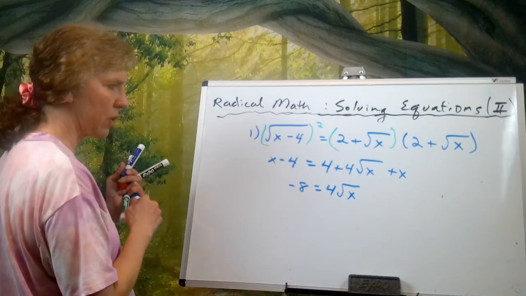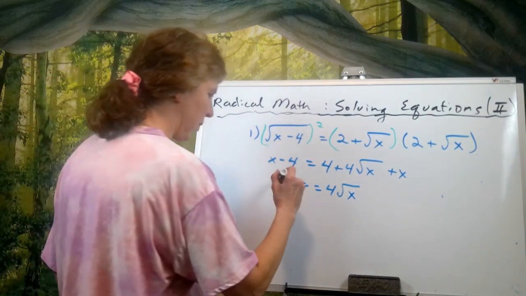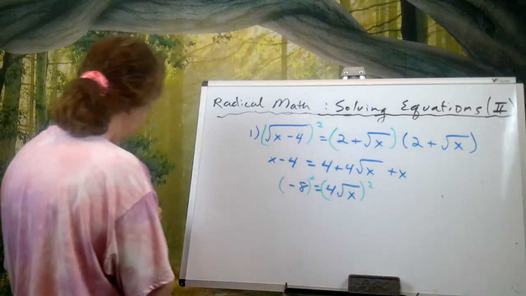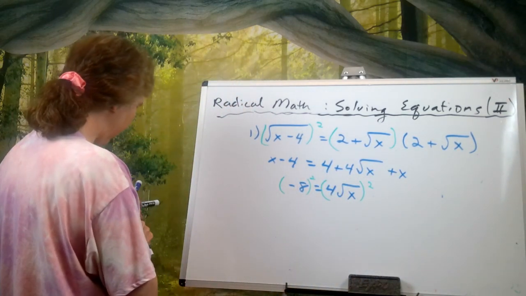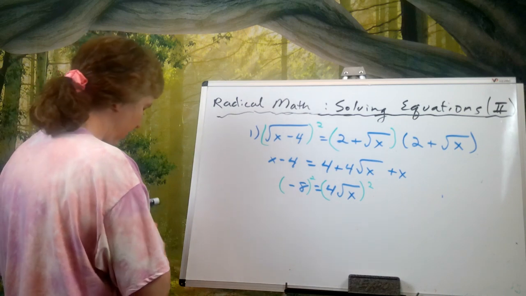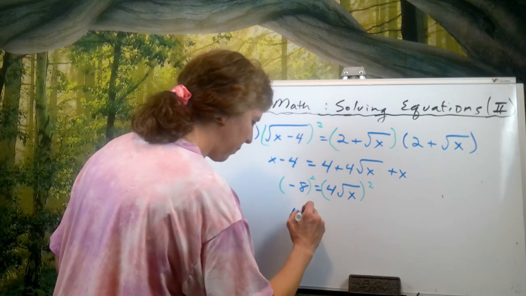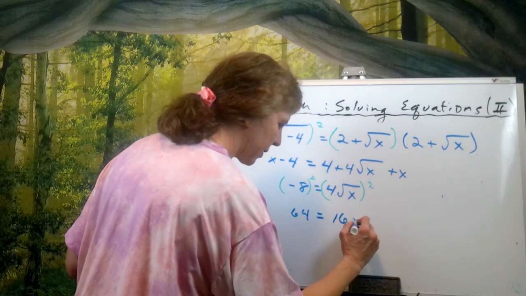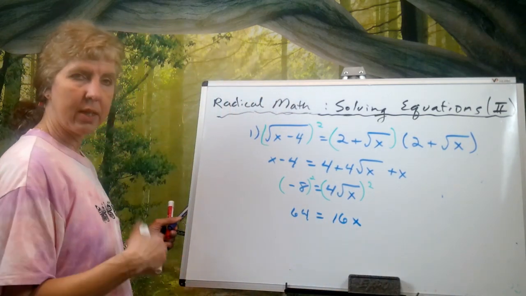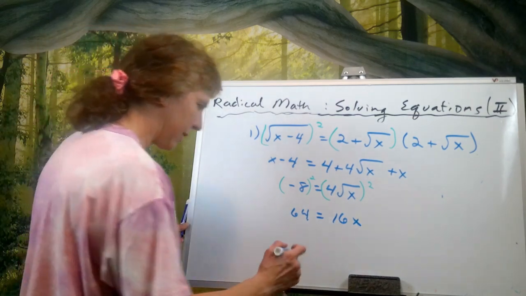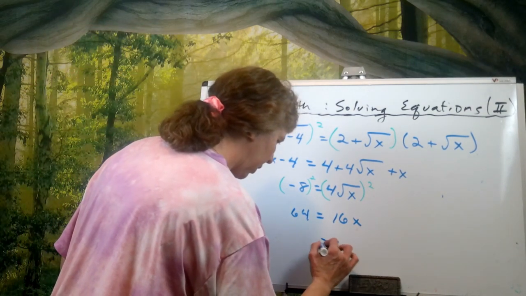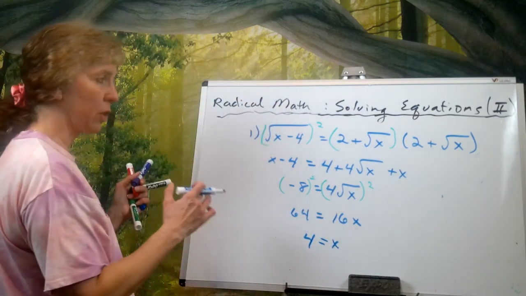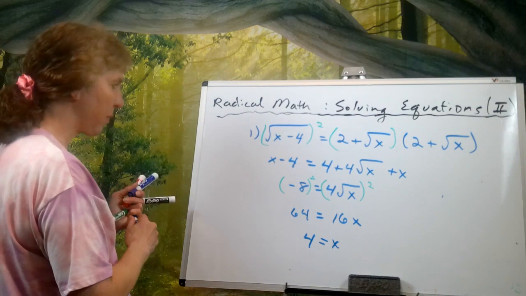Okay, and now I'm going to square both sides again. On the left side I get 64. On the right side, I get 16x. So I need to divide both sides by 16, and I'll get x equals 4. I'm going to plug it back into the original and see if it works for me.